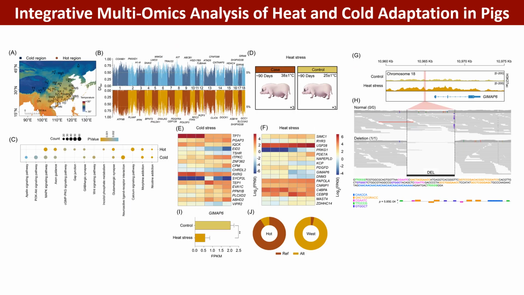We conducted a heat stress experiment on Rongchang pigs and obtained cold stress data from Min pigs. By integrating multi-omics data, we analyzed temperature adaptation in pigs and identified related structural variations. Notably, we found a 1 kb deletion upstream of the GMAP6 gene, which may be linked to heat adaptation.